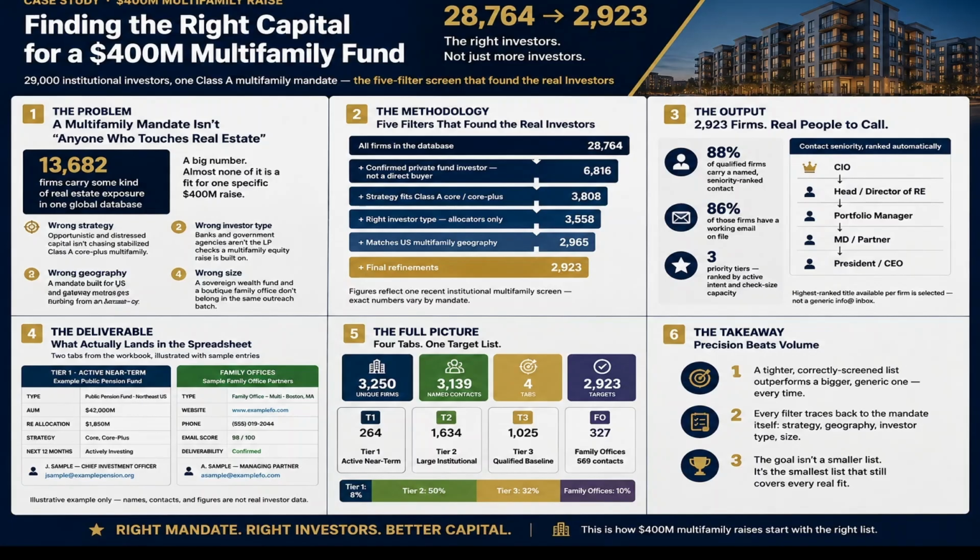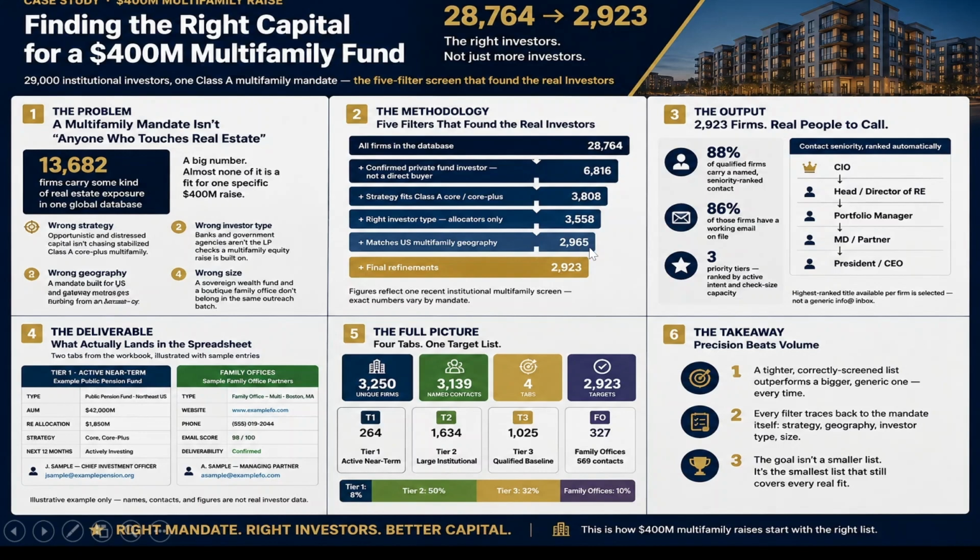So number 2, the method. I used 5 filters on this. We started out with, again, 28,000. Confirmed private fund investor, not a direct buyer, would be about 6,800. Strategy that fits Class A Core Plus is 3,800. Right investor type, allocators only, we got that down to about 3,500. And then whatever matched US multifamily was 2,900.